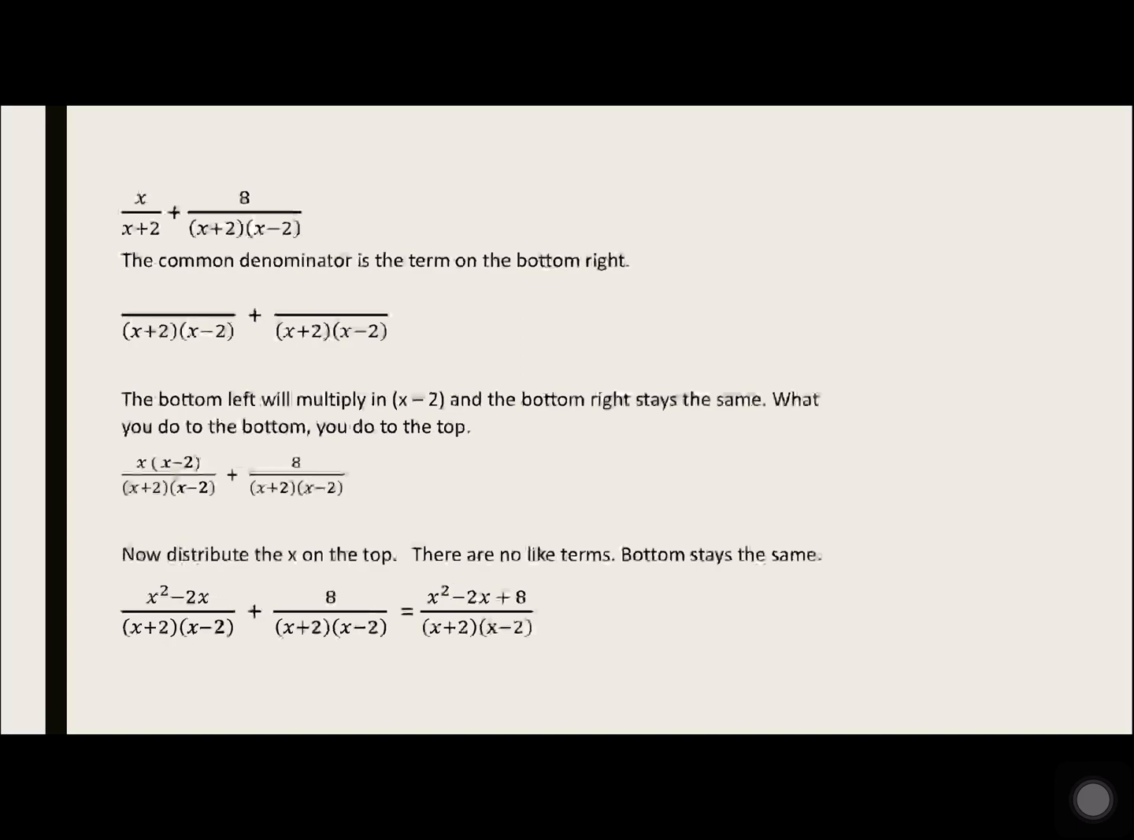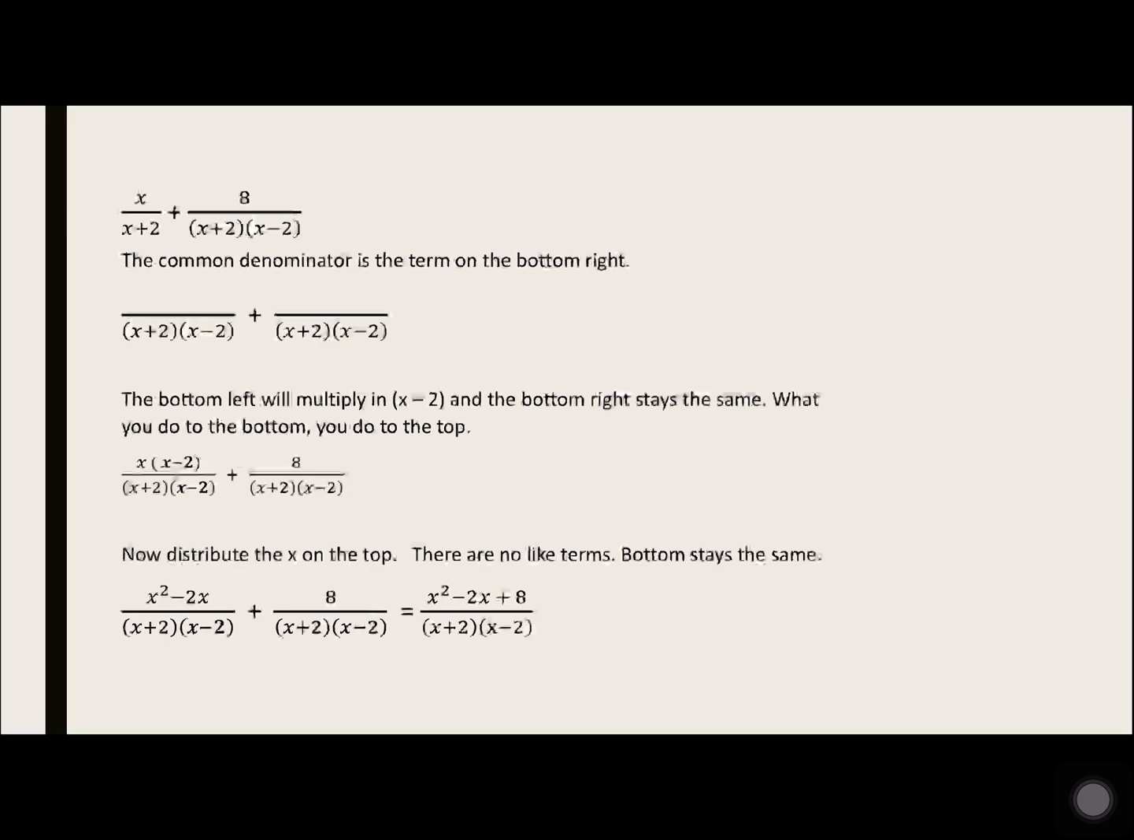The common denominator is the term on the bottom right. The bottom left will multiply in x minus 2. The bottom right stays the same. What you do to the bottom, you do to the top. So the left gets multiplied in x minus 2 on the top and the bottom.